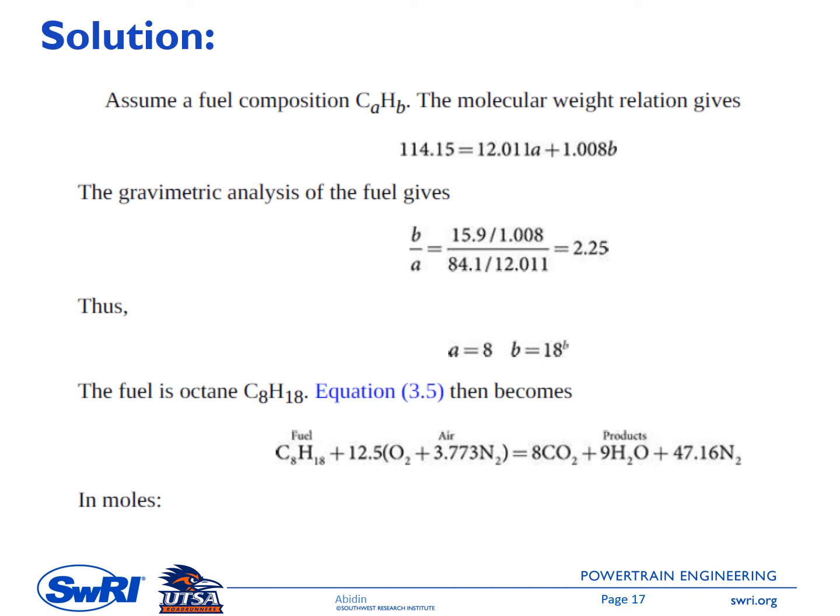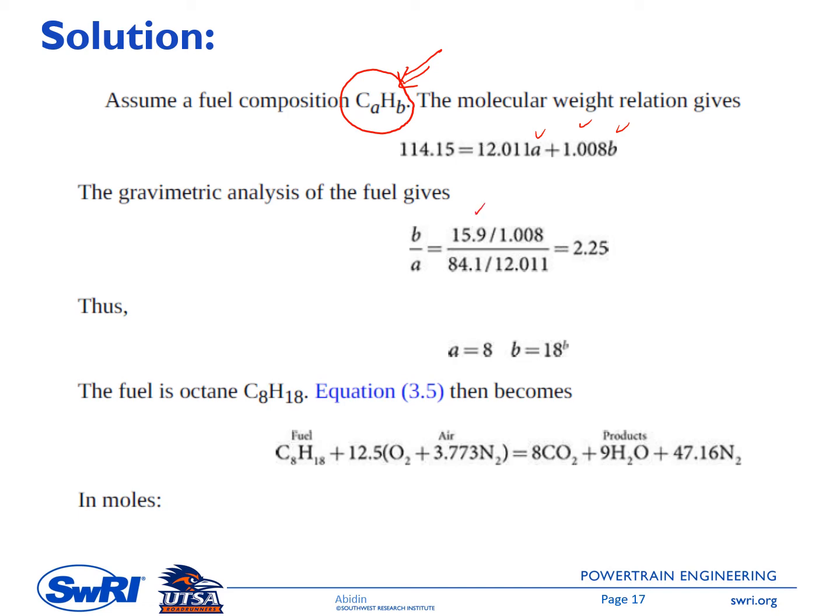So in this case, we assume that the composition formula of the fuel is CaHb, and the molecular weight of the fuel is given as 114.15. So if we have this fuel, then the molecular weight of the fuel is just the molecular weight of carbon times a plus the molecular weight of hydrogen times b. And then we can make the calculation of the ratio between b and a.